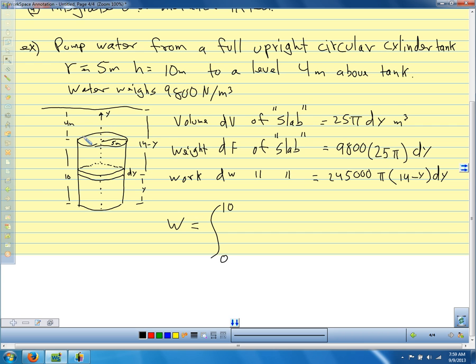So you can double check yourself by making sure that you're pumping each little slab the right distance. If y equals 0, I'm pumping this little slab the entire 14 meters. If y equals 10, I'm pumping it 14 minus 10, or 4 meters. So I get everything going up as far as I want it. So 0 to 10 of this quantity. Nice, easy integral to evaluate, and I get that this comes out to be approximately 6,927,211.8 joules.